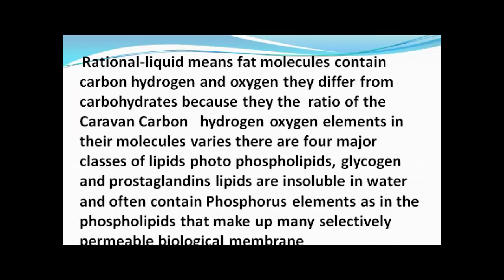There are four major classes of lipids: triglycerides, phospholipids, steroids, and prostaglandins. Lipids are insoluble in water and often contain phosphorus, as in the phospholipids that make up many selectively permeable biological membranes. So the answer you already know.